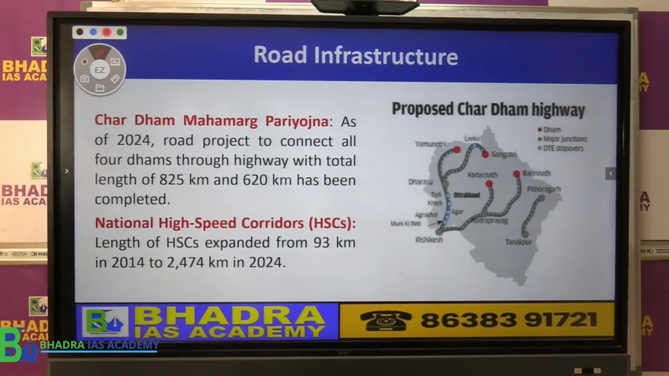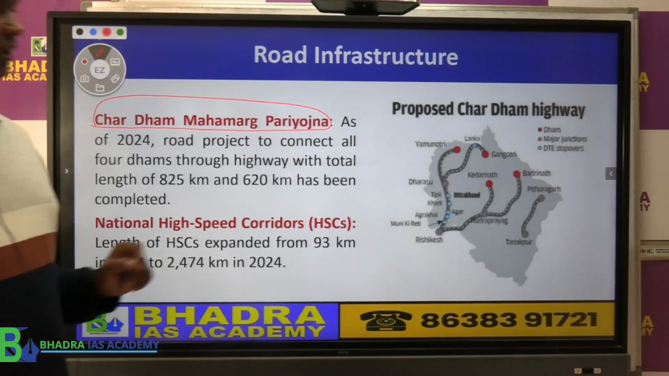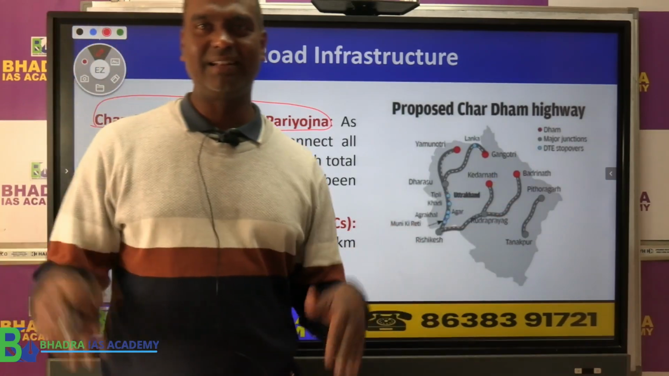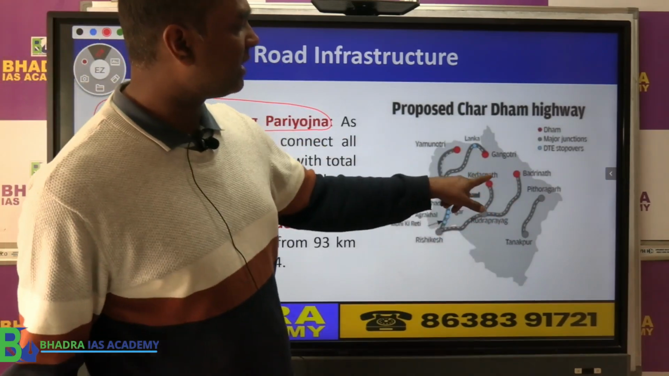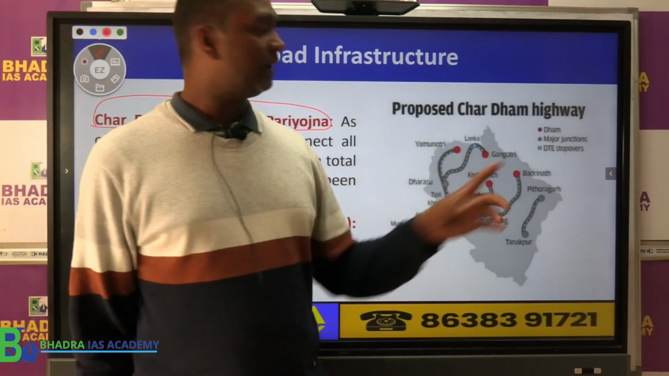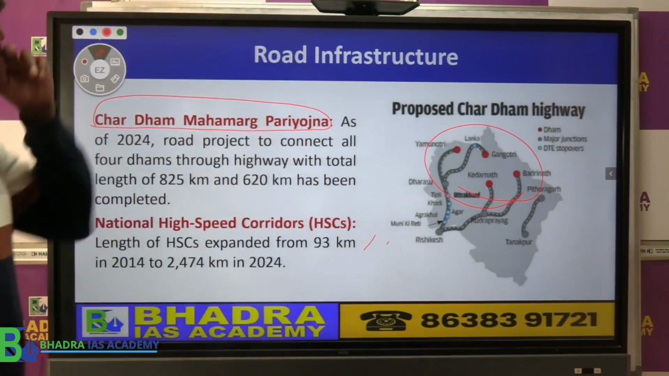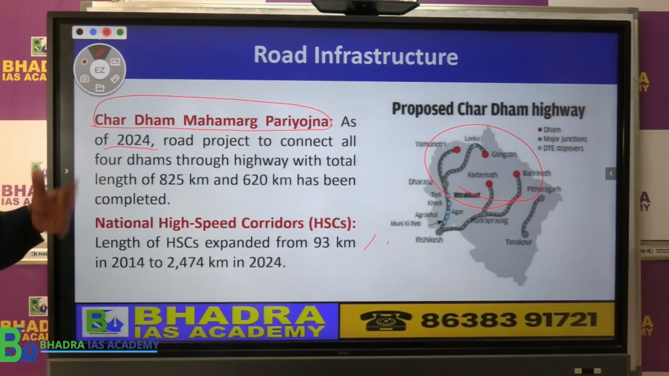The other project mentioned in the economic survey is the Char Dham Mahamarg Pariyojana. There are major Char Dham, minor Char Dham, whatever, but this particular project talks about connecting Badrinath, Kedarnath, Gangotri and Yamunotri. So this project is also mentioned in the economic survey. As of 2024, the road projects to connect these Char Dhams are going on, mostly in Uttarakhand state.